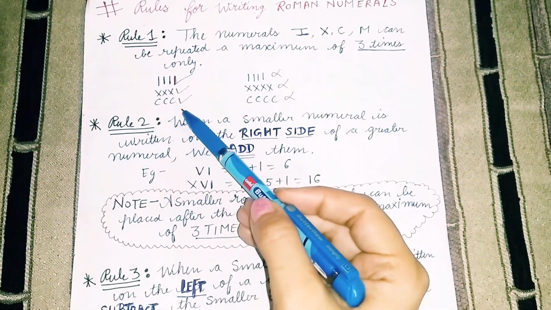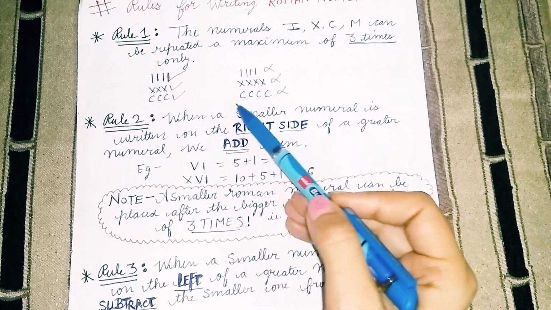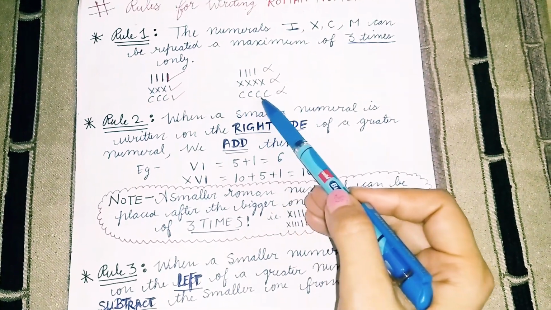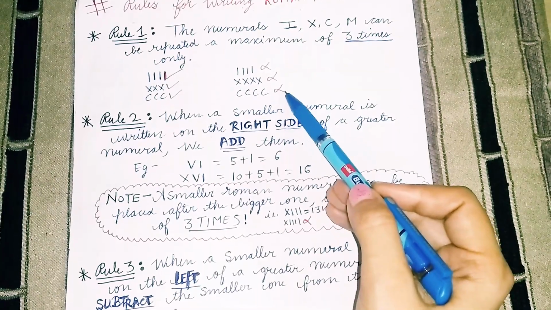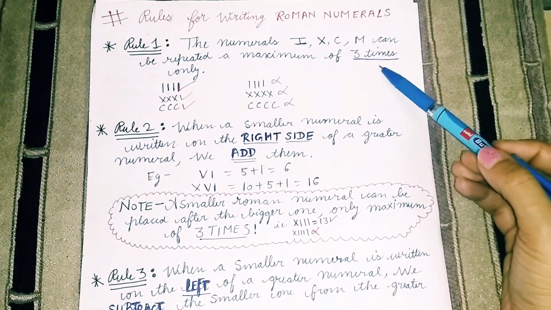Now CCC is correct, but symbol C repeated 4 times is absolutely wrong. This point I have discussed in your previous lecture also.